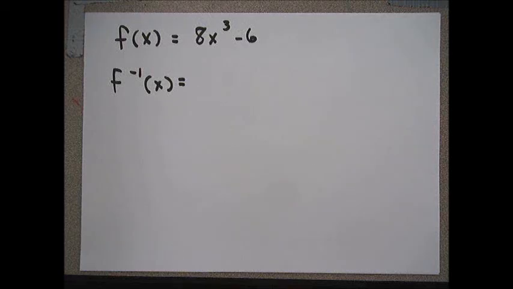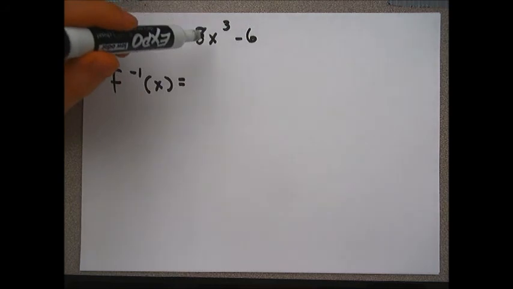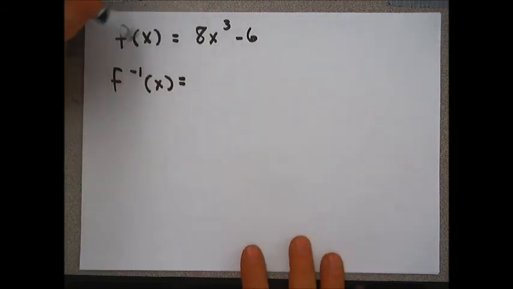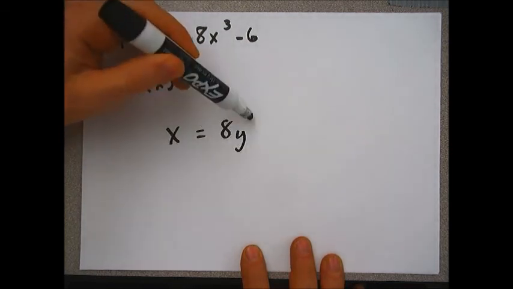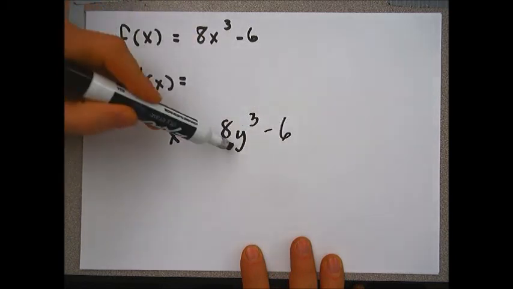Number one, they ask you to find the inverse. They give you 8x to the third minus 6. To find the inverse, you take the x and y and flip them. So this right here is the same thing as saying y. So if I flip them, I have x is equal to 8y cubed minus 6. Okay, and I want to solve for y.